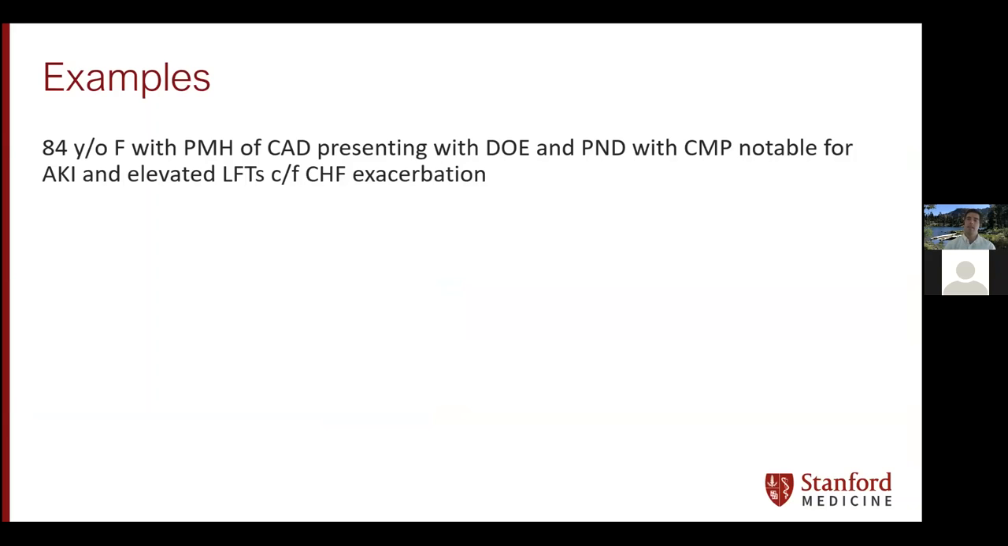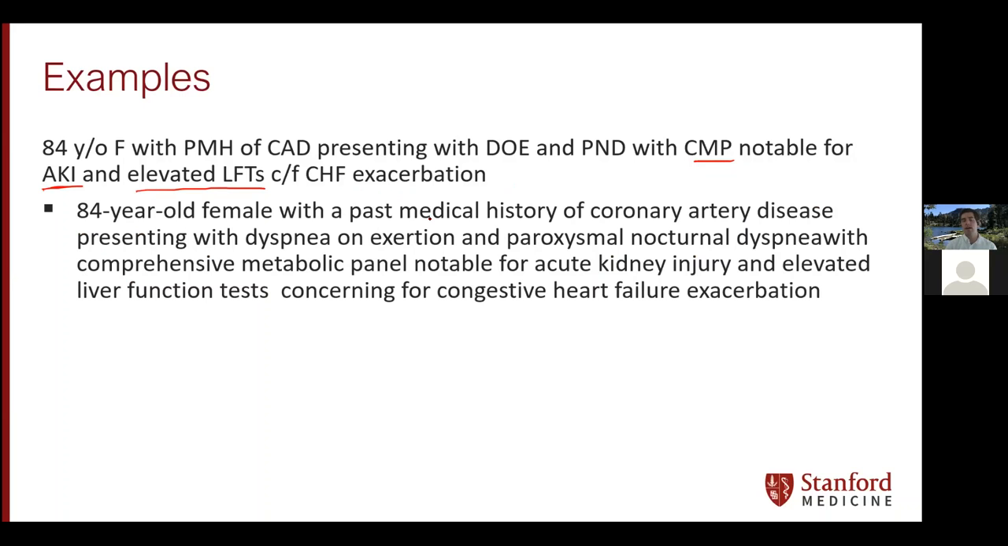Yeah, so what they're saying here is providing additional information about lab data. So the CMP shows that the creatinine is elevated, which means that this patient has an acute kidney injury, and then elevated LFTs, or elevated liver function tests, which happens very frequently in CHF exacerbations because the heart backs up, and the first thing it affects is the liver. And when the liver has that pressure buildup, it releases damaged enzymes.